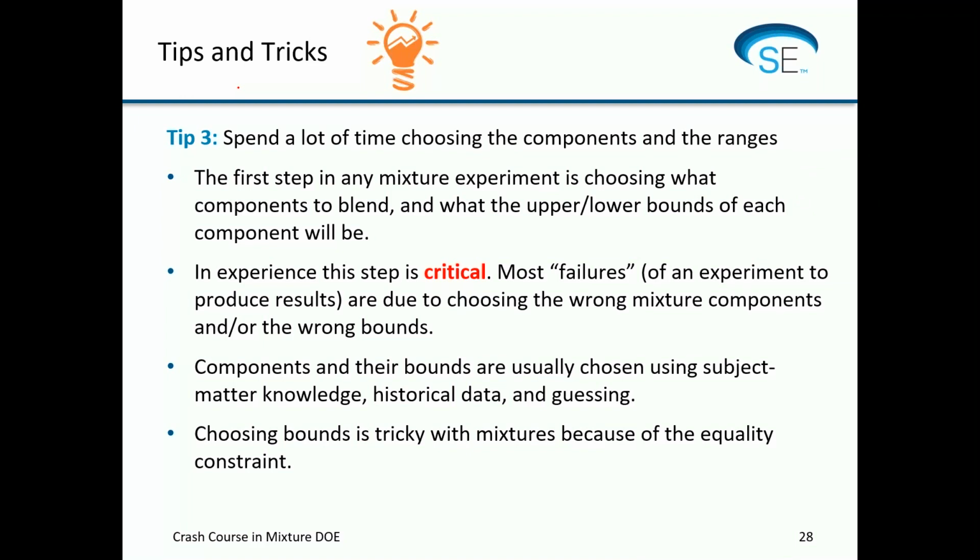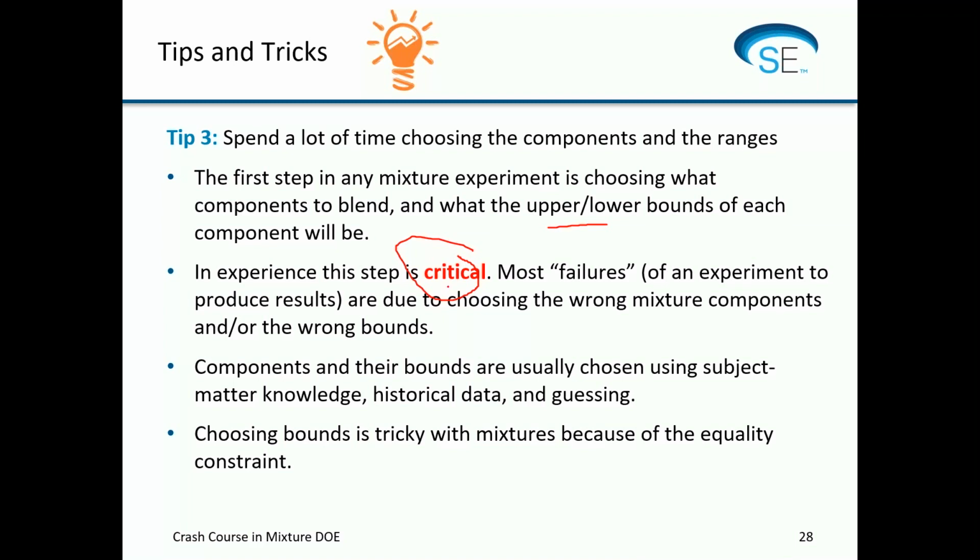Now, this is probably the one I think is most important: spend a lot of time choosing the components and the ranges. The first step in any mixture experiment is choosing what components to blend and what the upper and lower bounds of each component will be. This step is critical. Most of the quote unquote failures I've seen are not due to somebody choosing a 14 run design instead of a 16 run design, or a cubic model instead of a quadratic model. It's usually due to choosing the wrong mixture components and or the wrong bounds.